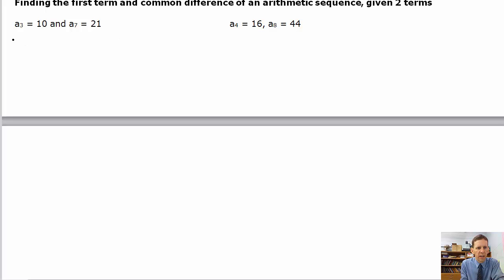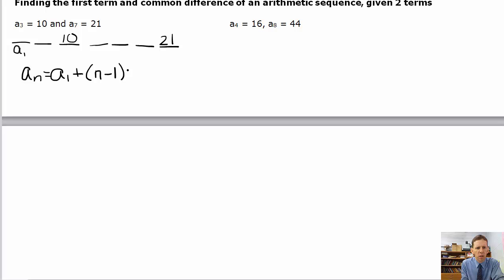Our goal is to find a sequence of numbers. We want to start with a sub 1, which we're not sure what that is yet. Then we're going to have a sub 2, a sub 3, which is 10, a sub 4, sub 5, sub 6, and a sub 7, which is 21. And our goal is to figure out what the first term is and then what the numbers are going up by. So we're going to start with our arithmetic sequence formula, a sub n equals a sub 1 plus n minus 1 times d.